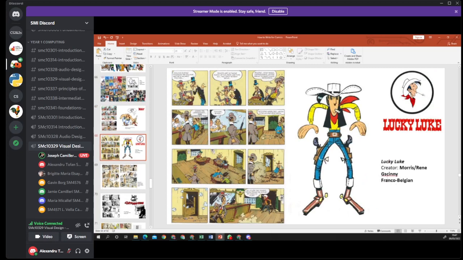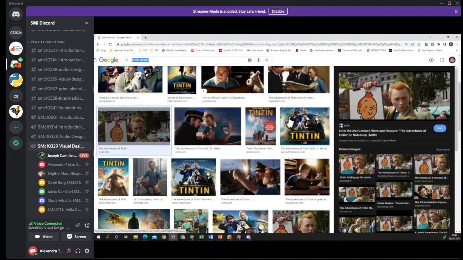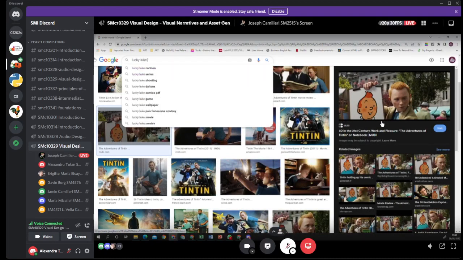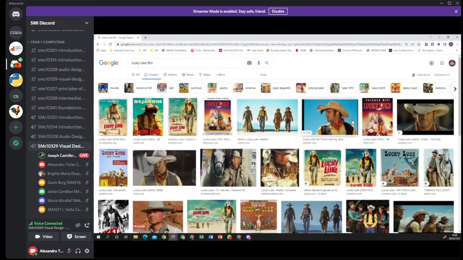Again, this is French by Goscinny. Again, there's a mistake over here. Lucky Luke also was rendered in a film quite a few years ago. If I'm not mistaken, there was Terence Hill. So, Lucky Luke film. Yep, here we go.